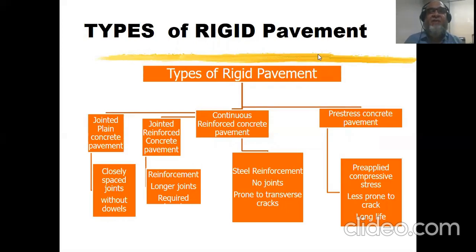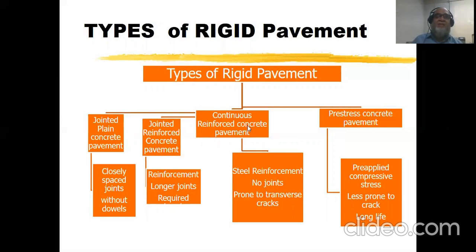Let's see the types of rigid pavement. These are called JPCP, jointed plain cement concrete pavement. It has closely spaced joints and it may not need dowels. Then another type is JRCP, jointed reinforced concrete pavement. It's just like the roof slab of your home, or the roof slab of your underground water tank. It's a reinforced pavement slab. What this reinforcement does is allow you to have longer joints, and that's why this reinforcement could help.